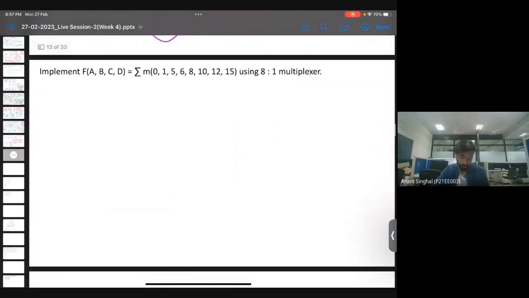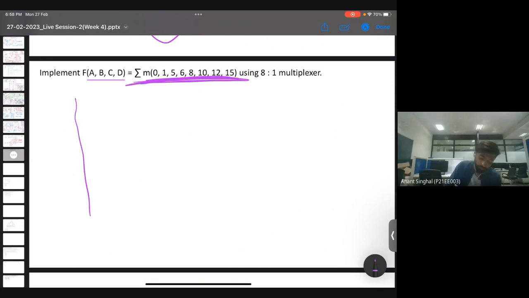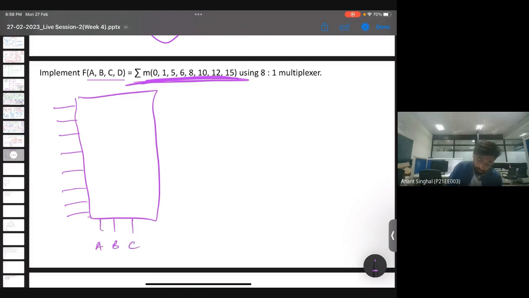Yeah, so you can do this right away. We need to implement a function, I hope you have already read minterms and maxterms, using an 8 cross 1 multiplexer. So maybe side by side you can tell 1, 2, 3, 4, 7, 8. So I'm using A, B, C as select lines. So at the output we require 0, 1, 5, 6, 8, 10, 12, and 15.